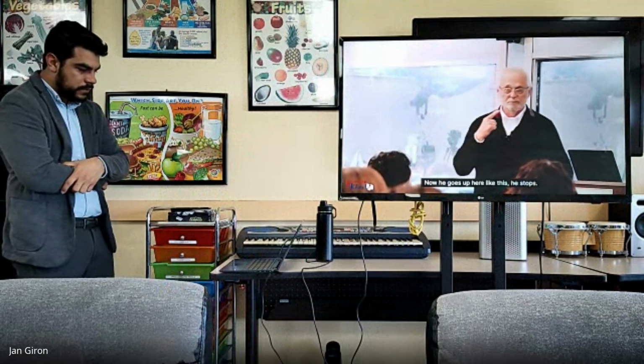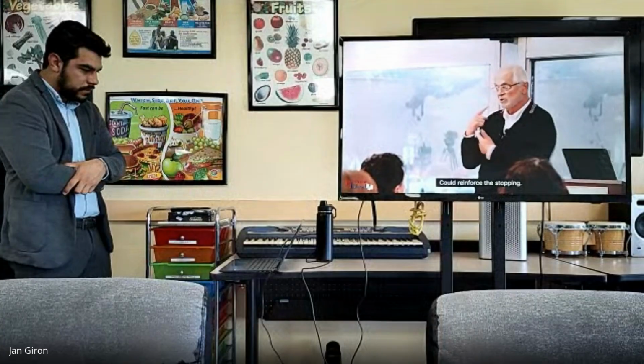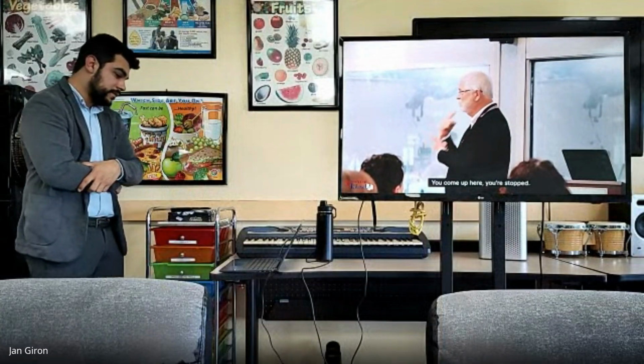Okay. All right, now, he goes up here like this, he stops. Most people would prompt from the middle of the movement cycle. I wouldn't generally. Why? Could reinforce the stopping. You come up here, you're stopped. Go ahead and push it, you got it. Here's what I would do, here's what I would prefer to do. It's safer, I think, in general, to start him all over again in the beginning.